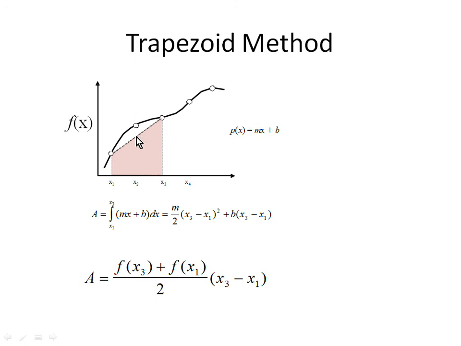So this term right here is the average. It's going to be equal to that guy. And then this is the delta x between this point and that point. Okay, so that's the area underneath this curve for that particular geometric entity, that pink entity.